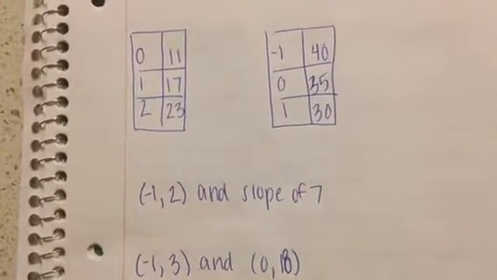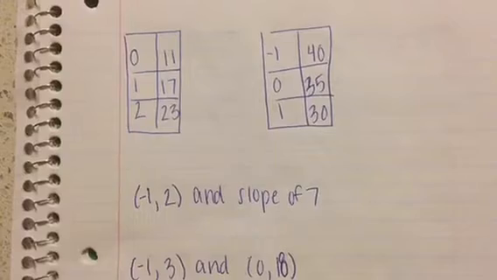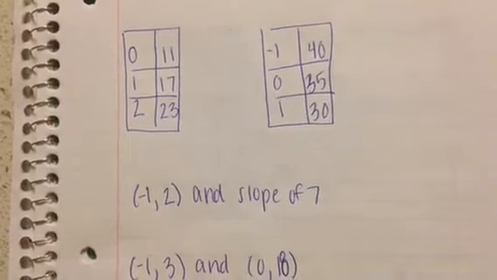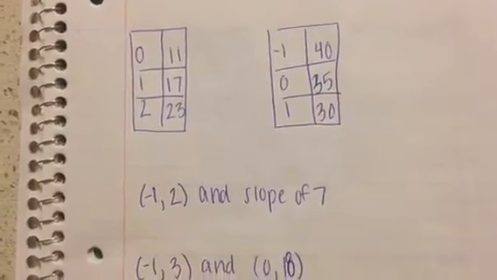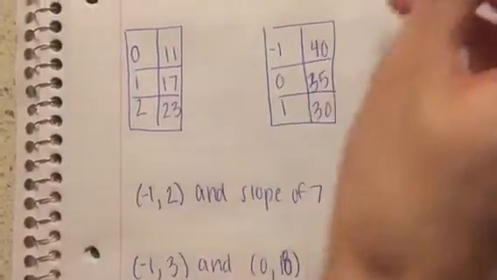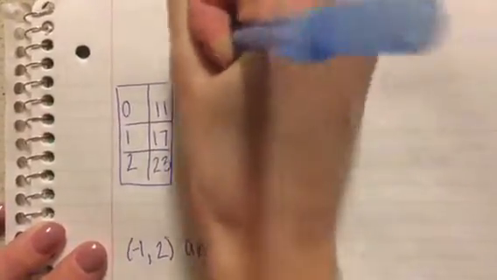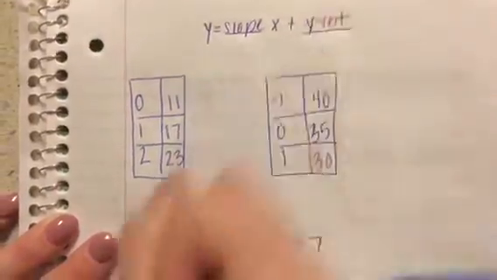We are now going to look at Learning Target 2B, which is writing an equation from a graph, a table, and a description. We're only going to look from a table and a description. We remember that in order to write an equation in slope-intercept form, we need our slope and we need our y-intercept.